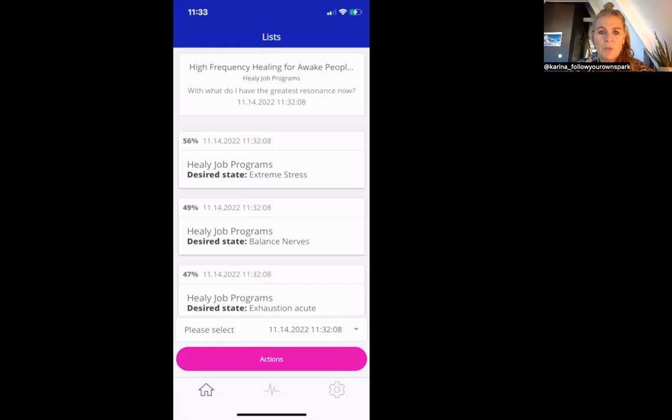And the first one is 56% extreme stress. So we as a collective experience stress. Of course, this is a group measurement. So it might be that for you, it's a little bit less, and for somebody else, it's a little bit more. But as a collective, stress is the factor that is most prominent for us.